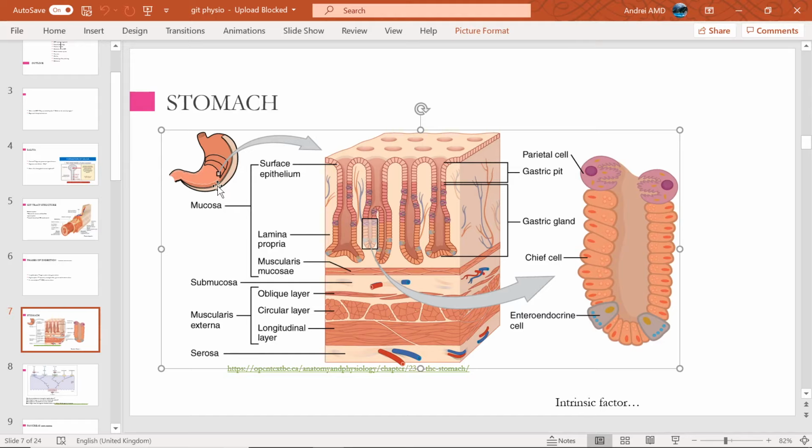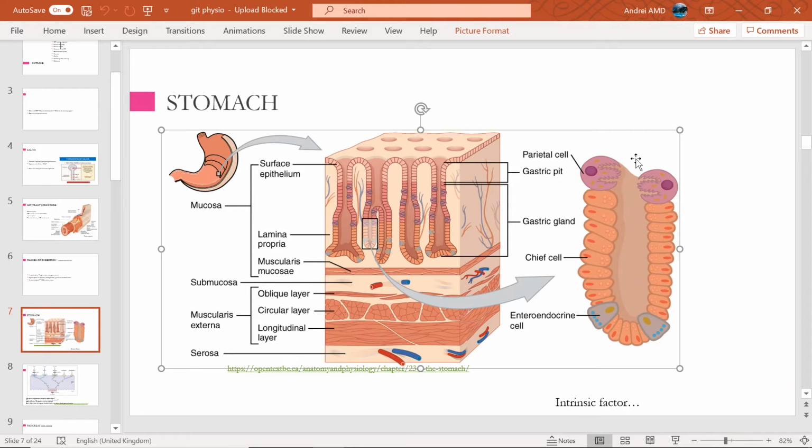Okay. And then next, back to this histology thing. We have the glands, and as we talked about, we have the oblique, circular, and longitudinal layers, and we will have the submucosal plexus here and the mesenteric plexus somewhere around here.